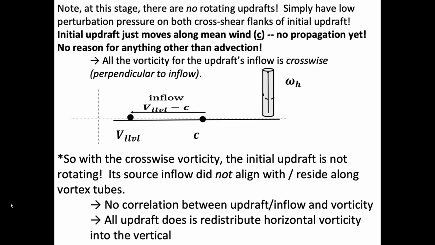Yes, sure, it tilted vorticity into the vertical to create vertical vorticity, but that initial updraft did not experience any inflow that was already helical. Its source inflow did not align with or reside along vortex tubes. There was no initial correlation between the updraft and the inflow and vorticity. Now later that may change, but initially the updraft and inflow, what was feeding that updraft, was all cutting across the slinkies, the vortex tubes, vortex lines, horizontal vorticity. So all that initial updraft is doing, it's not rotating, but it's redistributing horizontal vorticity into the vertical.